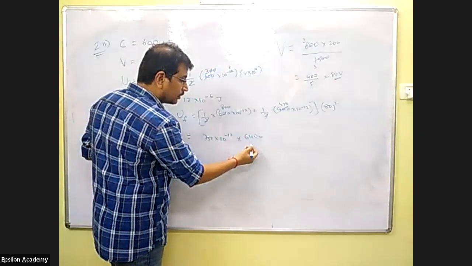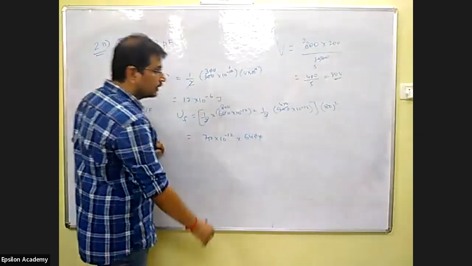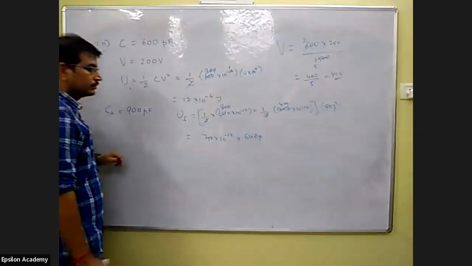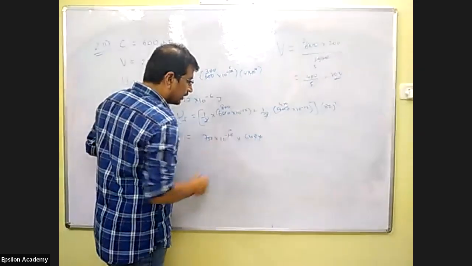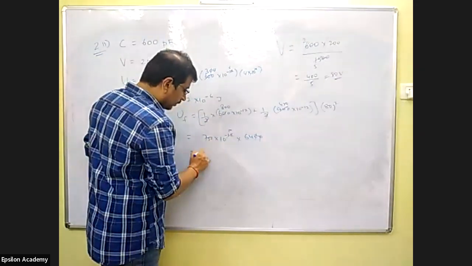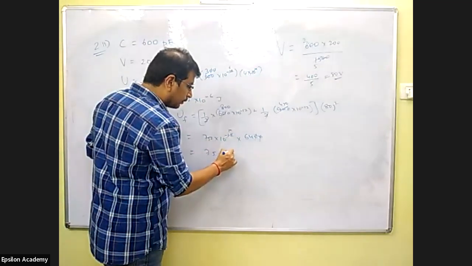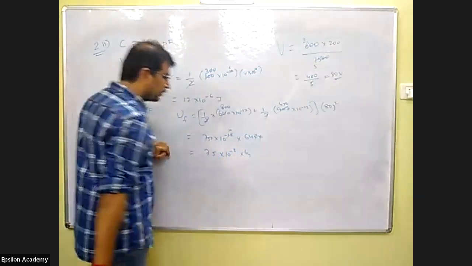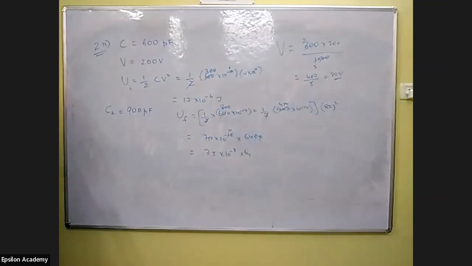That's right. So 10 power minus 10. So it will be 7.5 into 10 power minus 8 into 64. Calculate this value. How much is it?